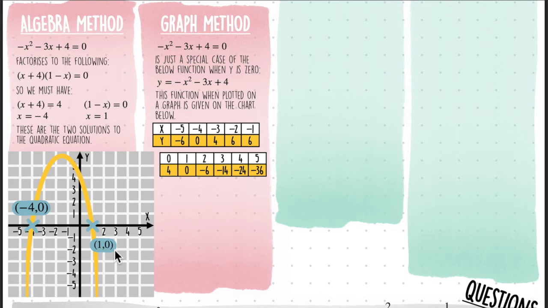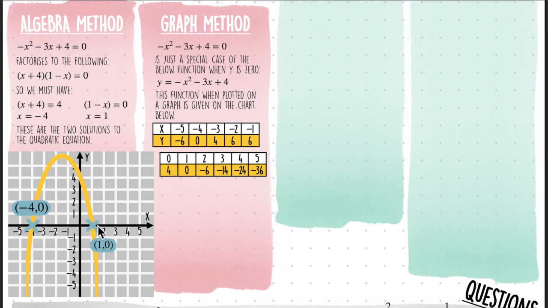Right, good to know, but how does this help us solve the original quadratic? Well, remember, when this y here is 0, we're actually dealing with this quadratic. And we've just seen from our graph that y is only 0 if x is -4 or 1.